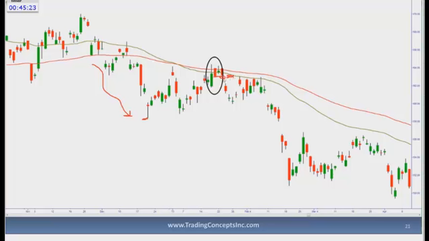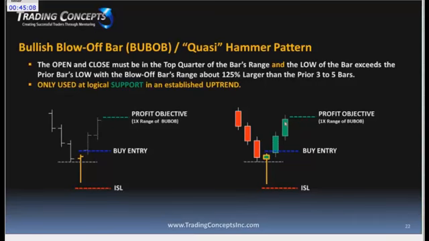And look at, again, 3 times the range of the inside pattern. I can tell you right now, the profit target was hit right in here before moving a little higher and dropping even further. Okay. All right, let's talk about the BOB.